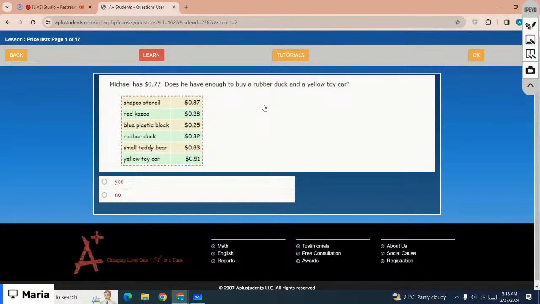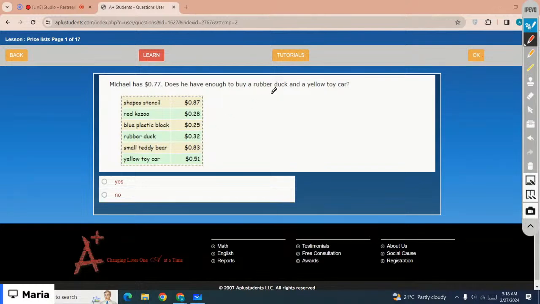Michael has $0.77. Does he have enough money to buy a rubber duck and a yellow toy car? So basically, you have to add the price of the rubber duck and the yellow toy car, and see if he has enough money. So rubber duck is 0.32 and yellow toy car is 0.51. Let's just add: 2 plus 1 is 3, and 5 plus 3 is 8, that is $0.83. That means the cost of these two things, rubber duck and yellow toy car, is 0.83, but Michael has 0.77. Does he have enough money?